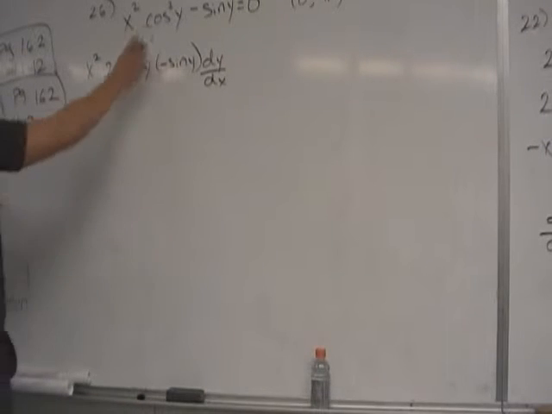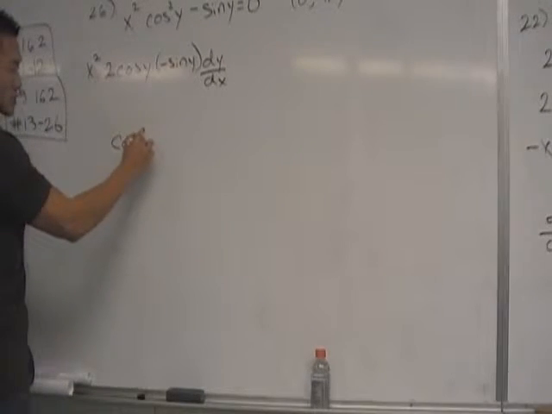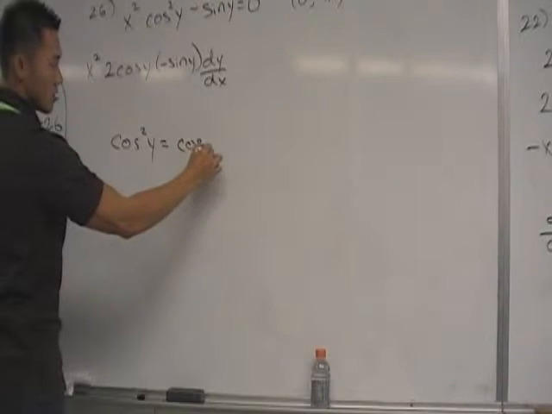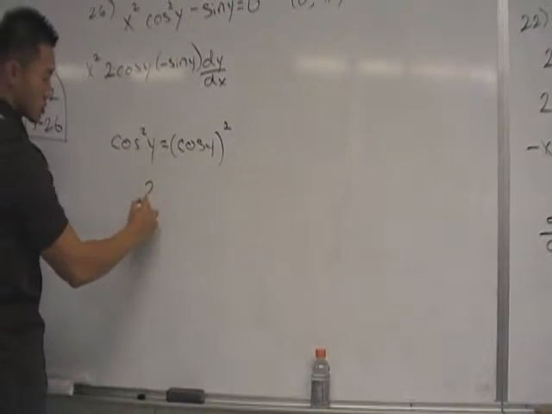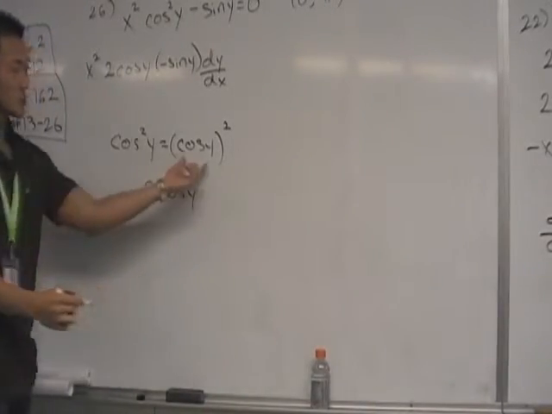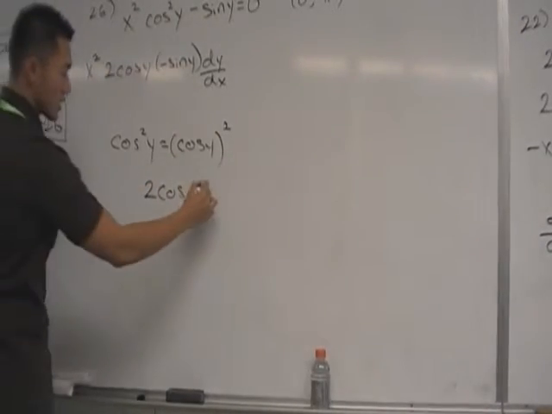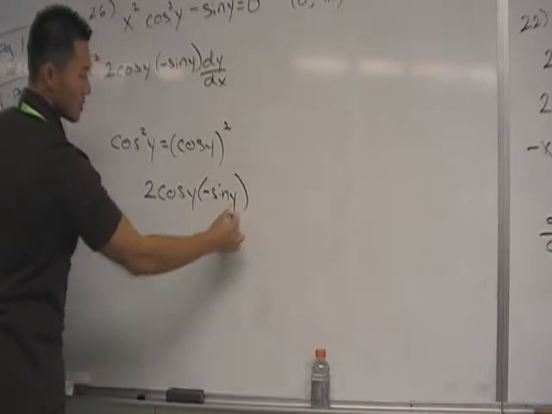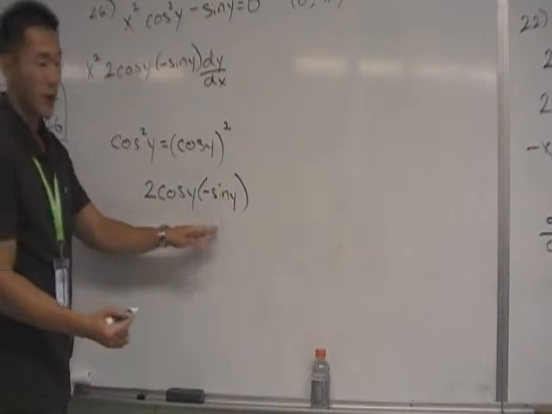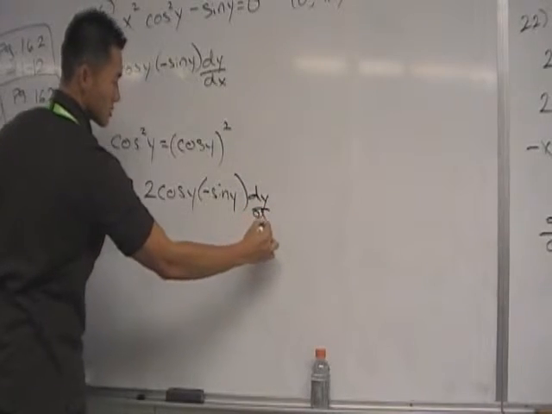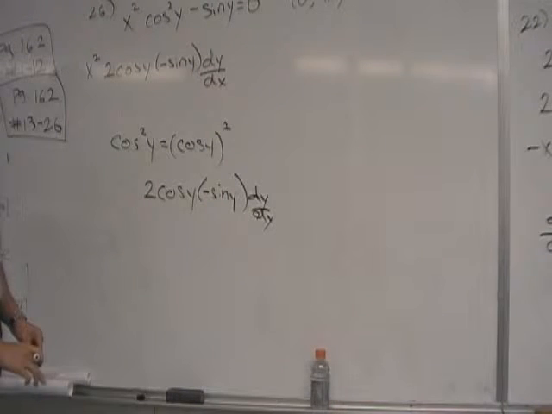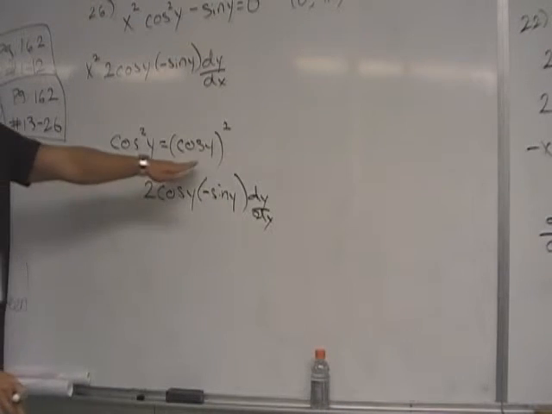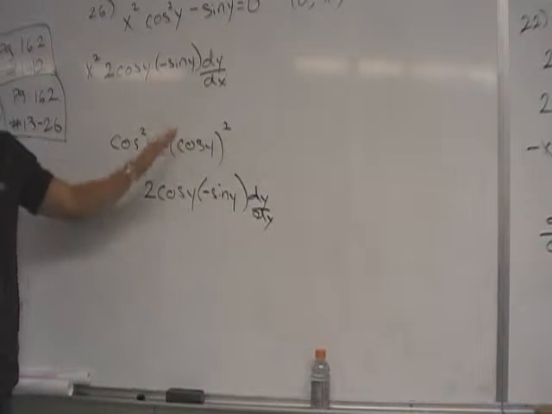Alright, any questions there? Let me explain this part real quick. Cosine squared y is the same thing as cosine y squared. To take the derivative of this, you do the power rule: 2 cosine y times the derivative of the inside, which is negative sine y. But now that we're taking the derivative of that, dy/dx. So for the first part, the 2 cosine y, you don't need dy/dx, because you didn't take the derivative of y yet. You just did the power rule.